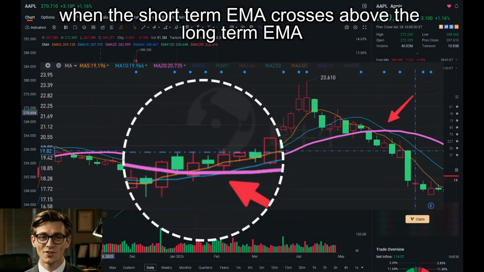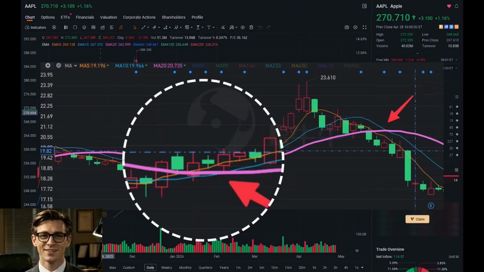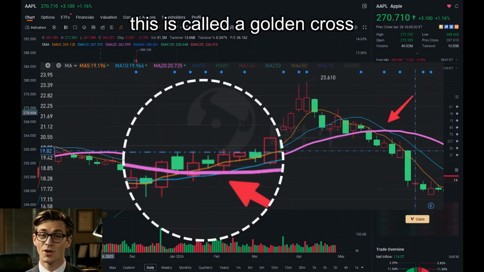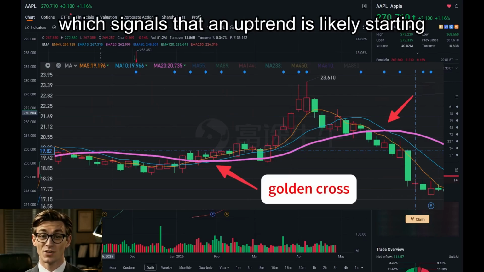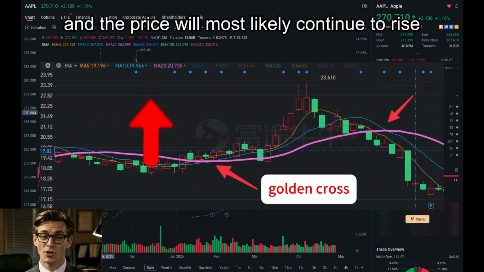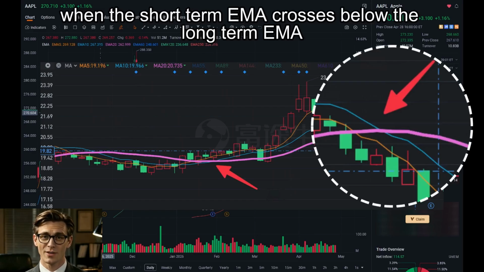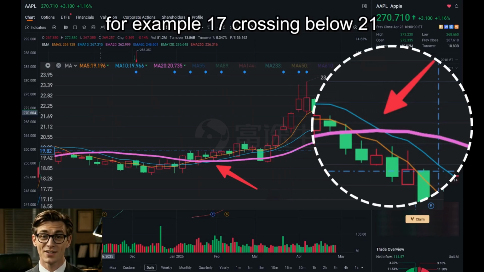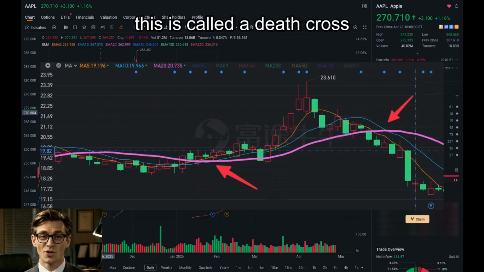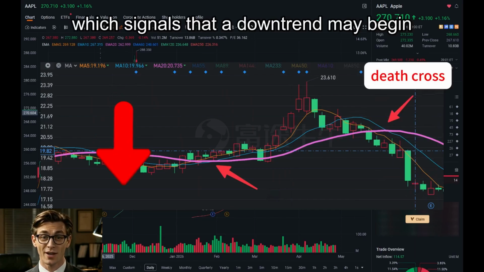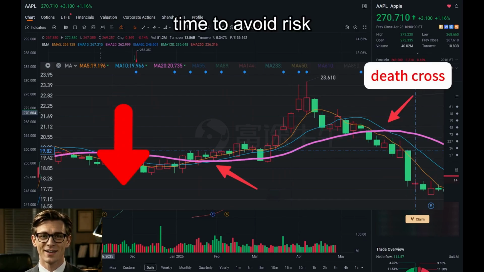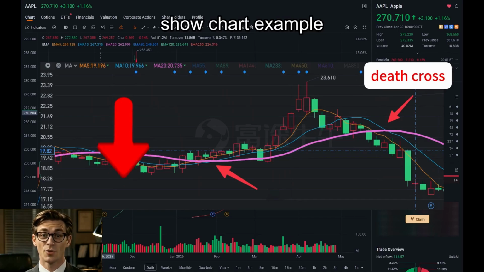When the short-term EMA crosses above the long-term EMA, for example, 17 crossing above 21, this is called a golden cross, which signals that an uptrend is likely starting, and the price will most likely continue to rise. Show chart example. When the short-term EMA crosses below the long-term EMA, for example, 17 crossing below 21, this is called a death cross, which signals that a downtrend may begin.